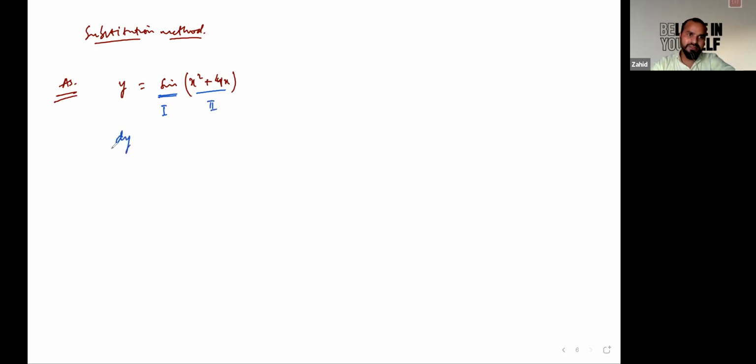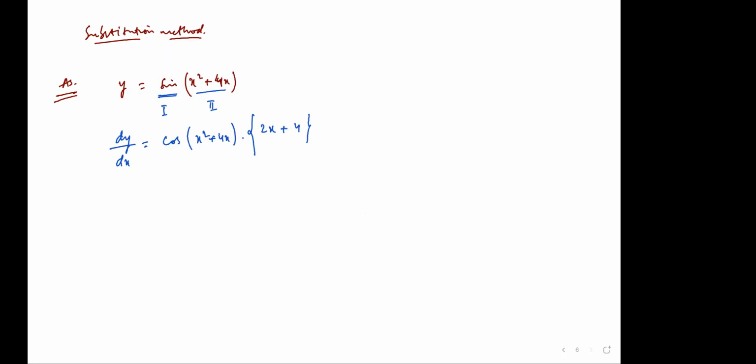So the rule of differentiating this function is: differentiate the first part, leaving the other part unaffected. So the differentiation of sine will be cos, as it is, of x squared plus 4x. And now differentiate the second part, so it will become 2x plus 4. Okay. Have you remembered this particular way? Yes, sir. Khalid?